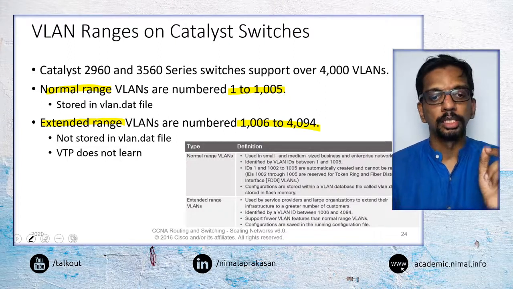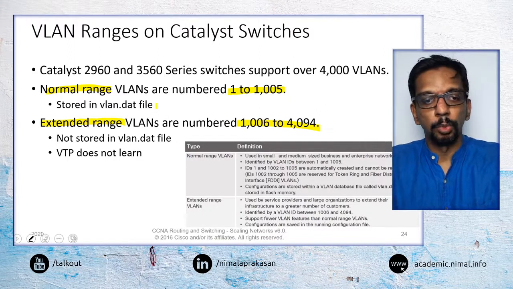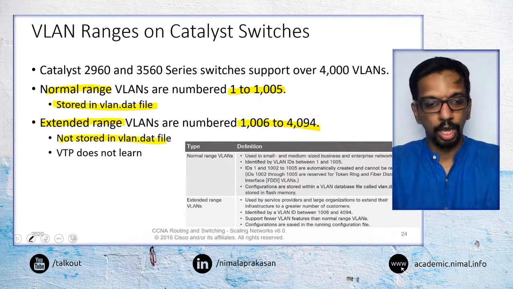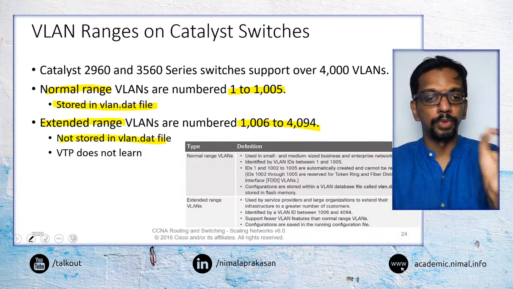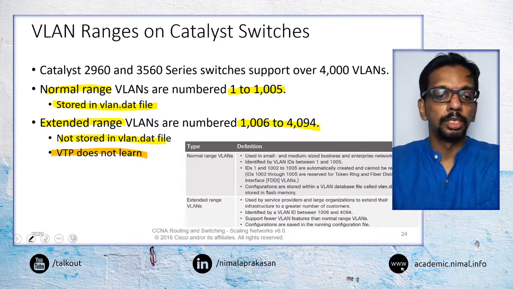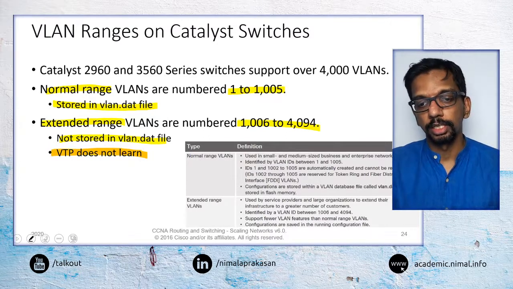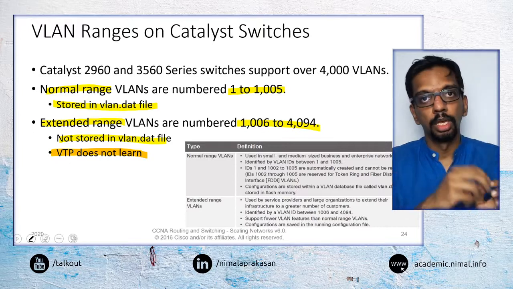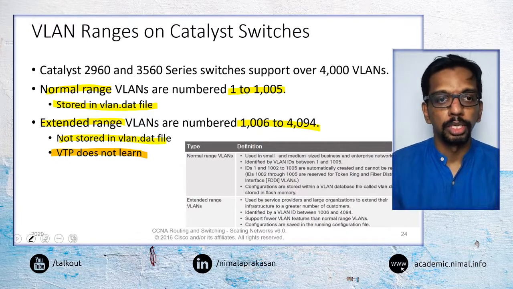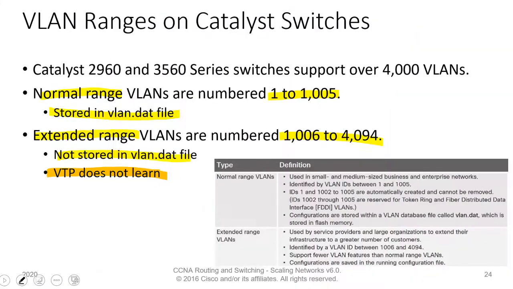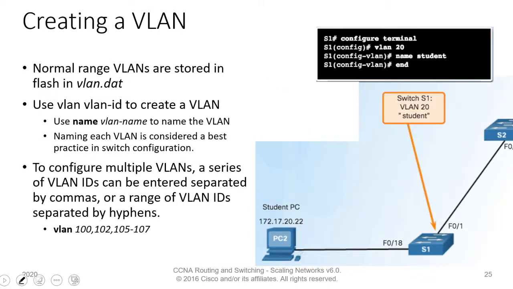The main difference here is that normal range VLANs are normally stored in the VLAN.dat file, whereas extended ranges are not stored there. Also, in the context of VTP particularly, VTP doesn't learn about extended VLANs. So extended VLAN information will not be communicated through if we are using VTP. This is something we have discussed in fairly good detail previously.